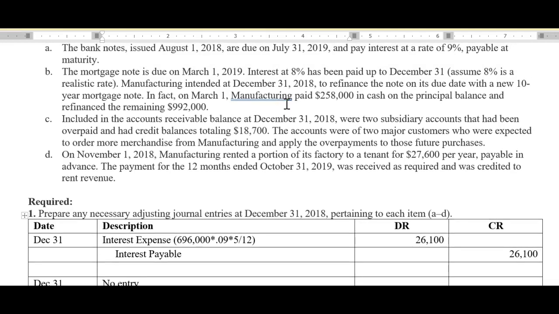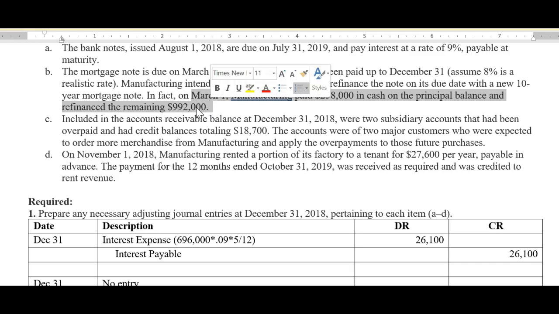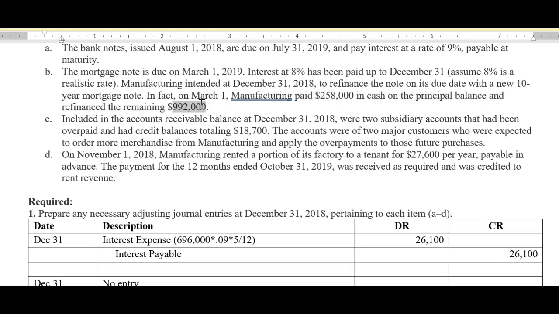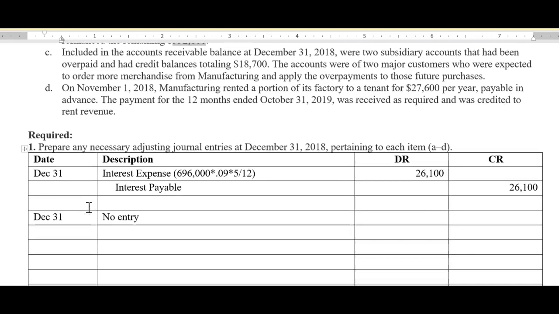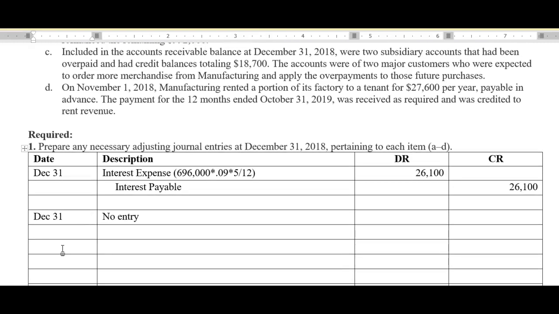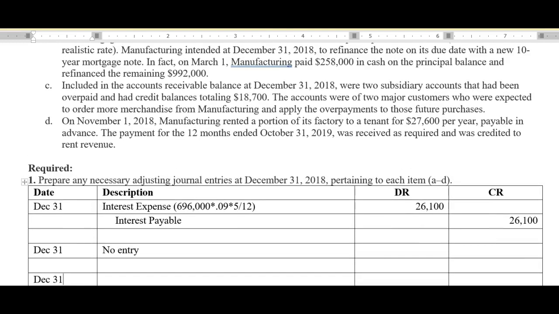Well, why do we have all that information? It's to determine whether it's current or long term when we produce the balance sheet. In essence, since it's due March 1st, it would be current. However, since they have really high intentions and the knowledge came before we produced financial statements in April, we know that 992 of it, even though it's due on March 1st, would be long-term because we're planning to refinance that. So there's no adjusting entry, but the information is important for producing financial statements. All right, so next, we're going to look at the next one.